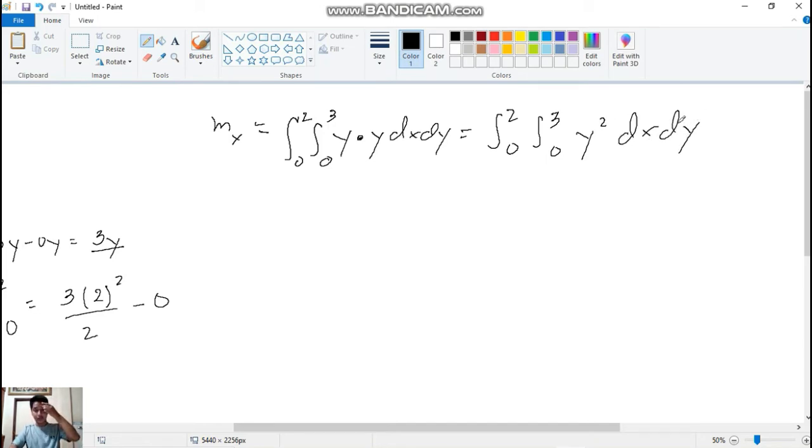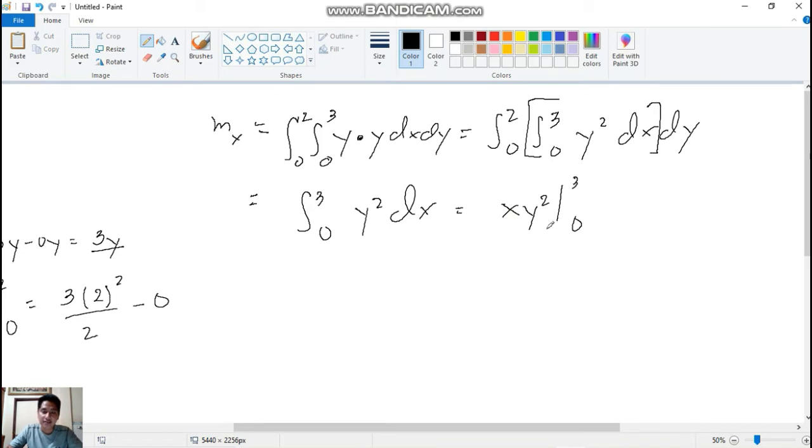Okay, so we're going to integrate first in terms of x. So that is equal to the integral of y squared dx. The antiderivative of y squared in terms of dx is equal to xy squared, and then the values of x are 3 and 0. So we're going to substitute the values of x, that is equal to 3y squared. Again, if you're going to substitute 0 into our equation, that is simply 0.